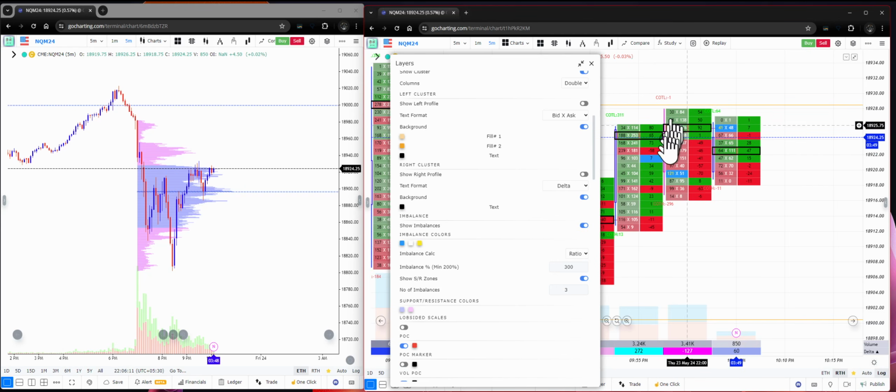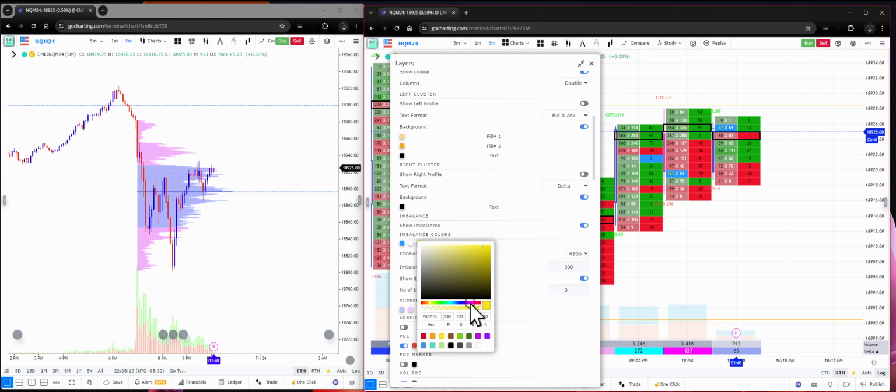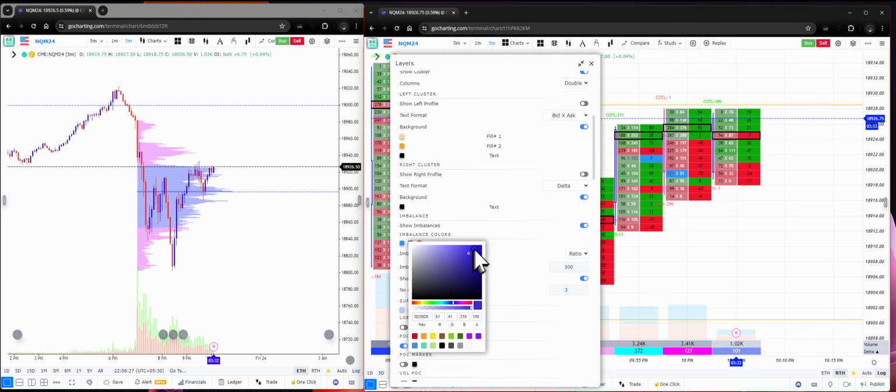So if you see that this is the bid and ask and this is the delta, I get to see the delta and the bid and ask all together in one shot. Okay, let's change this back to red, and let this be back to blue. Okay, something like this.